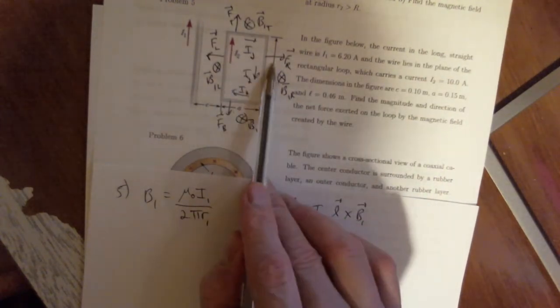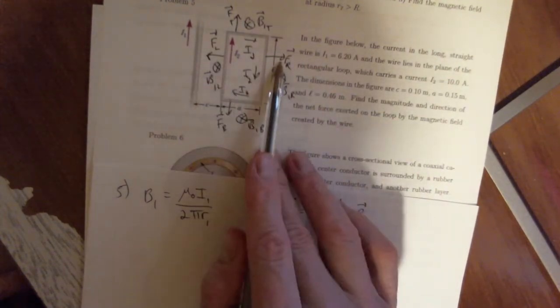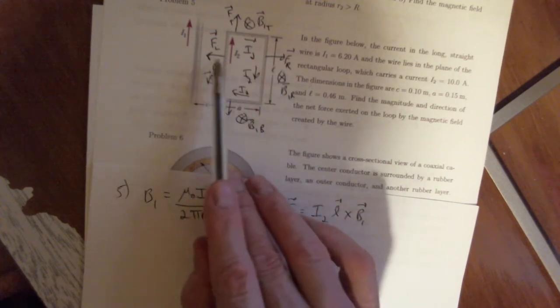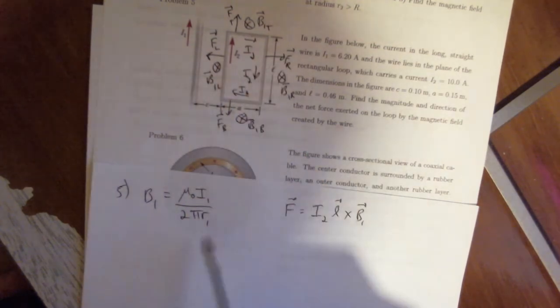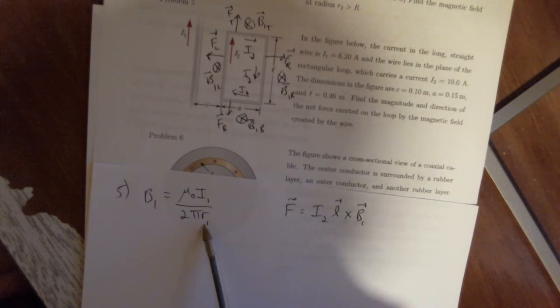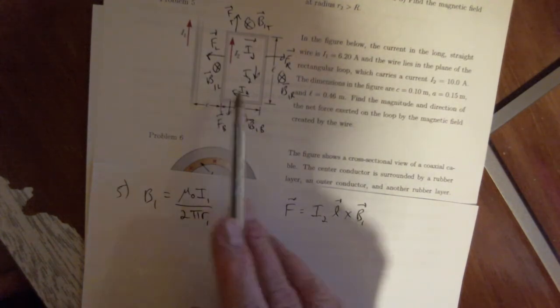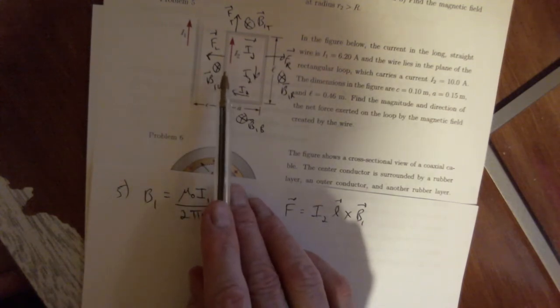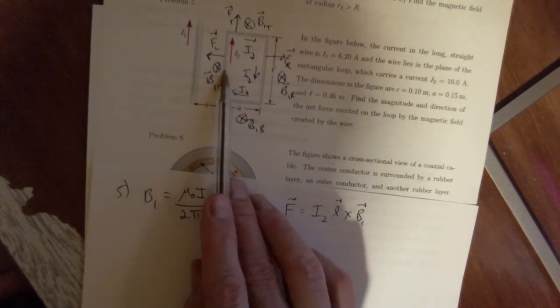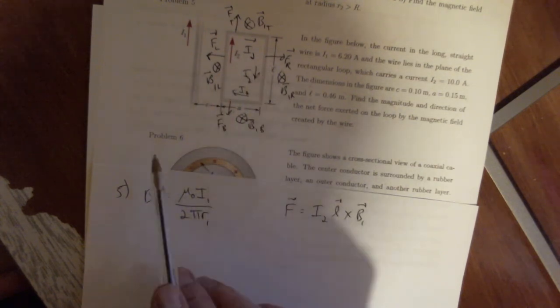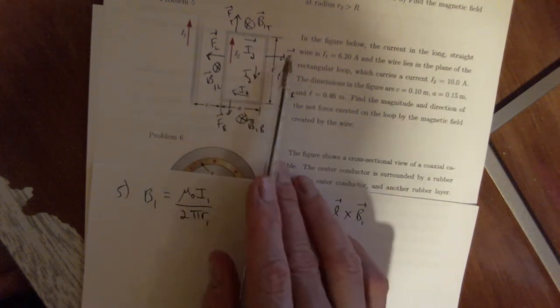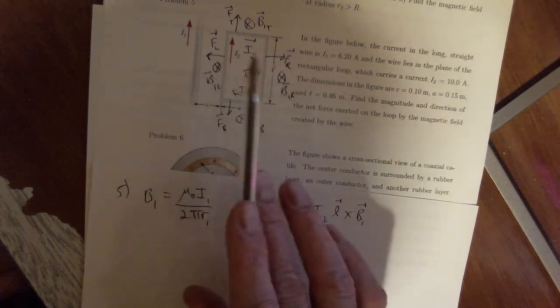Left and the right, they point in opposite directions, but they have different distances to the wire. So because the B field goes like 1 over the distance, the B field that the left side experiences is bigger than the B field that the right side experiences, because the right side is farther away, and so you get a net force. Even though they point in opposite directions, they have different magnitudes, so the net force is non-zero.